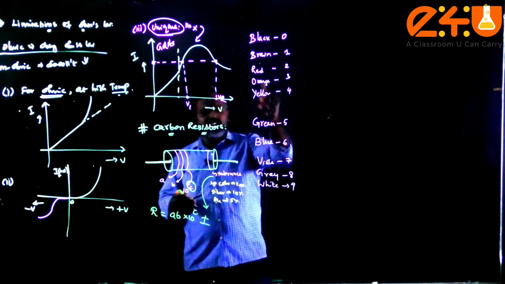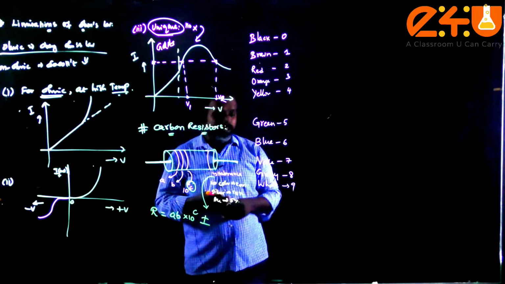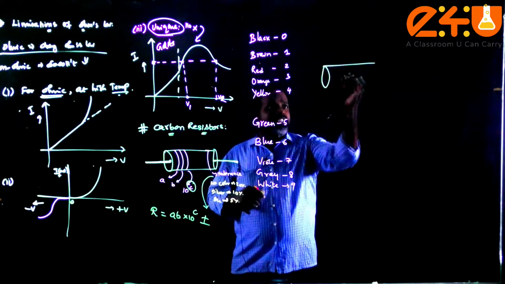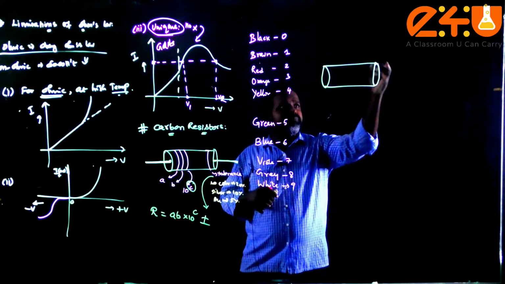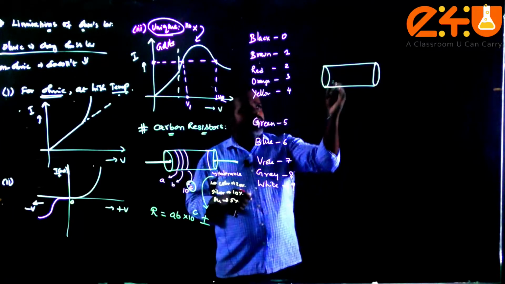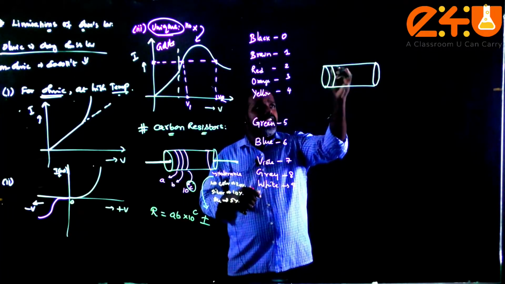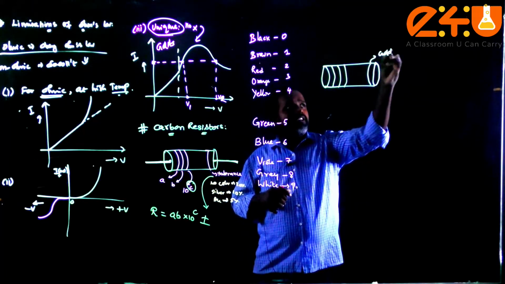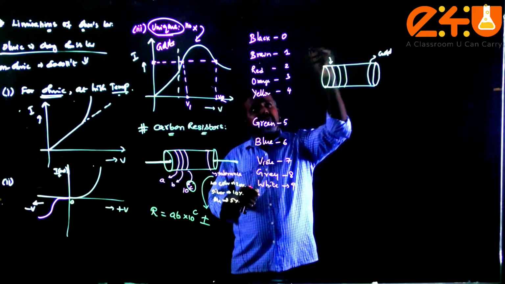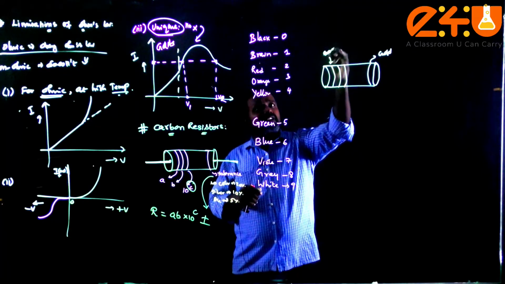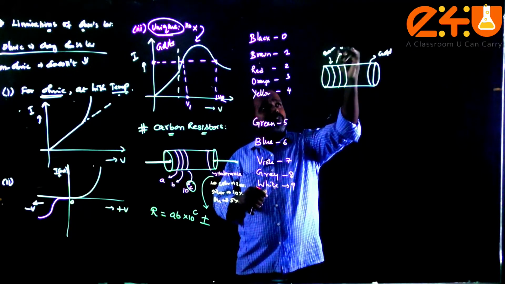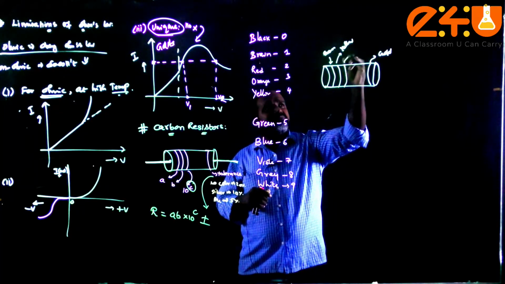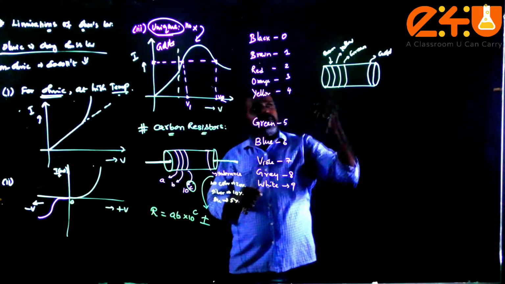So how do we use this color coding for a given resistor? For example, consider a carbon resistor. Now you see that certain colors are given. This is the gold ring, this may be brown, next is yellow, and this is green. Such colors are there.